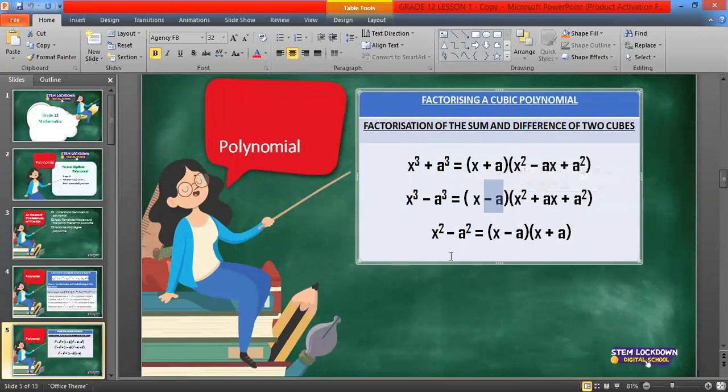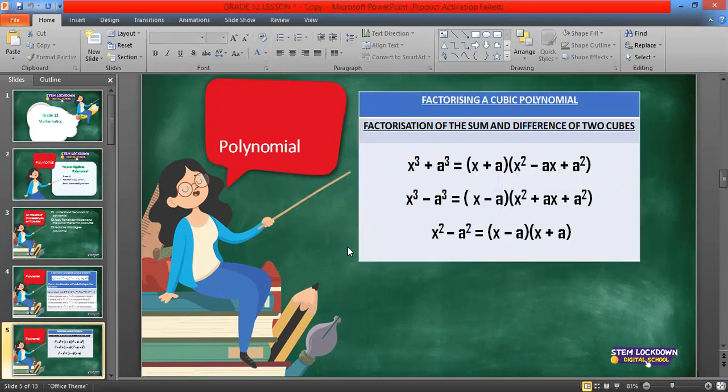Just as a side note, don't forget your difference of two squares. For example, x squared minus a squared. We know that's going to give us the bracket x minus a times the bracket x plus a. So let's take note of that. Hope you understand that.